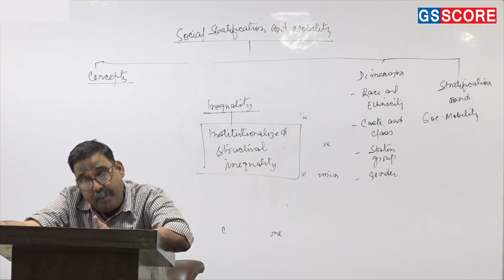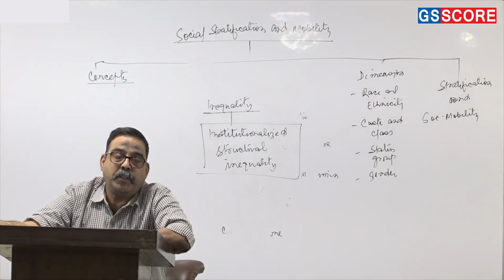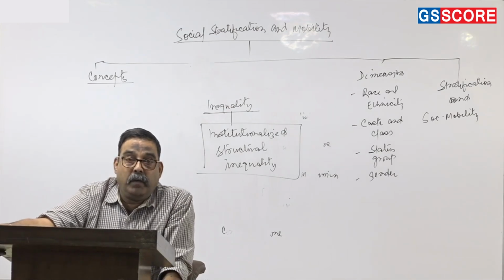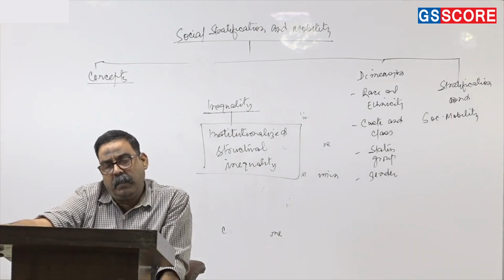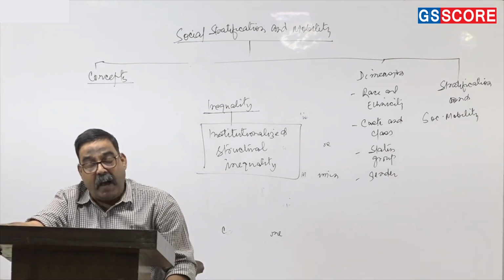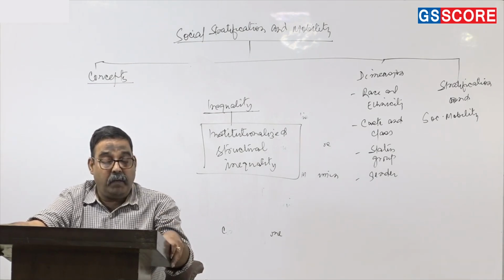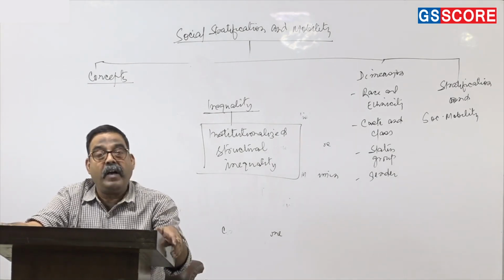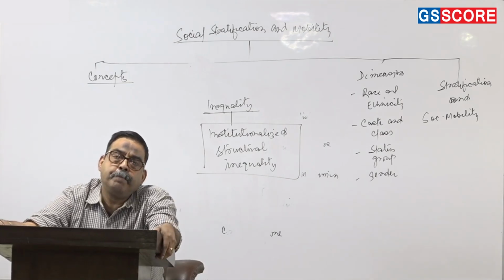And since all have been evaluated on the basis of the same value, conflict would not emerge. And thus Parsons says that social stratification is functional, justifiable, inevitable, and necessary for the functioning of society.